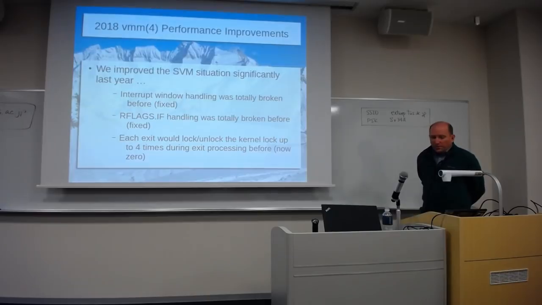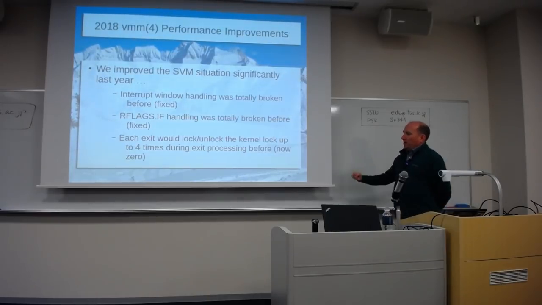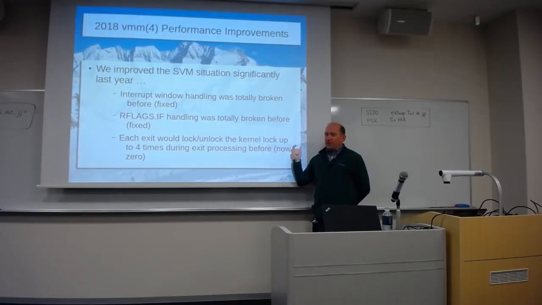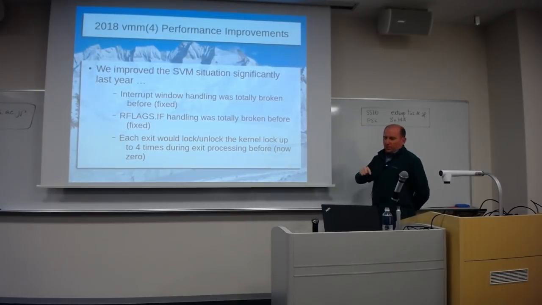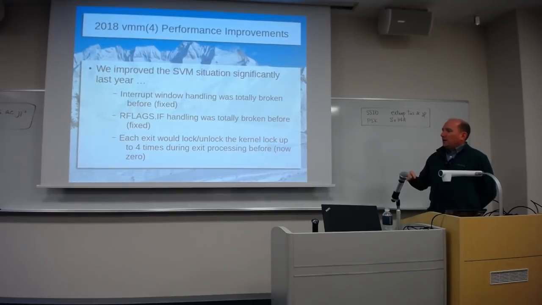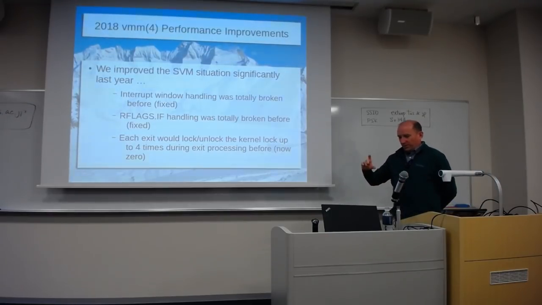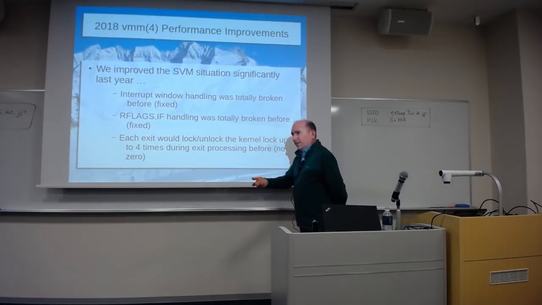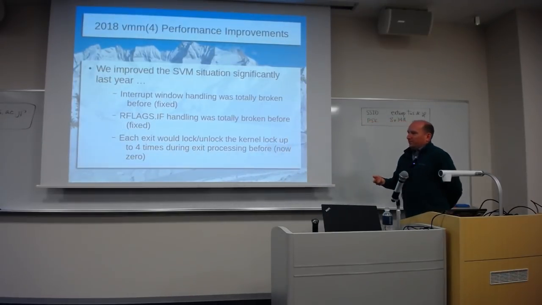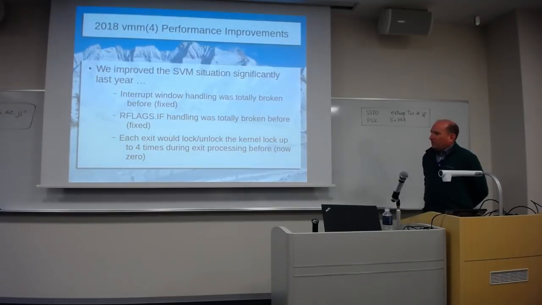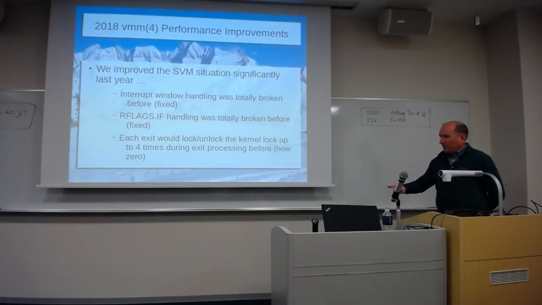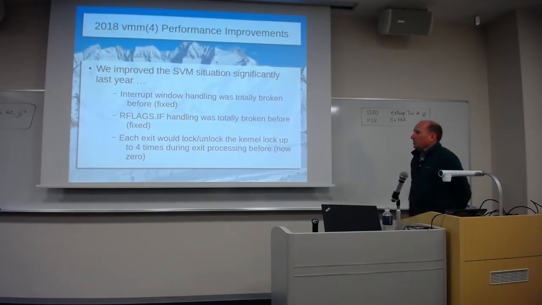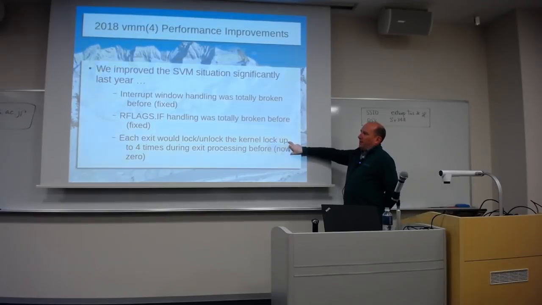The other thing that we would do on SVM is we would lock and unlock the kernel lock up to 4 times during exit processing. So as the VM would do something that would trigger an exit to the hypervisor, we would go in and lock the kernel lock for a small piece of code, then unlock it, then lock it again, then unlock it, then lock it again. And for those who know OpenBSD, we still have a substantial amount of our kernel locked with the kernel lock. So what that does is it slows down the VM, slows down VMD, and slows down the rest of the system. So now this model follows much more closely the Intel model that we have in VMM, where we only lock it at the beginning and unlock it at the end.